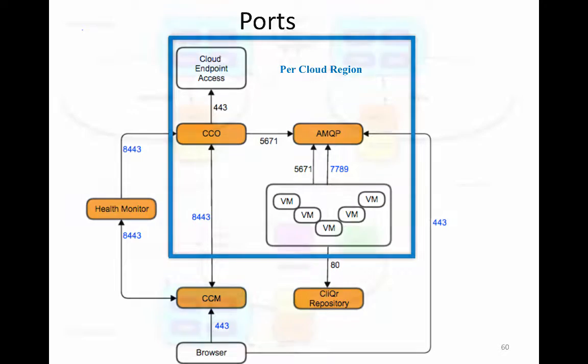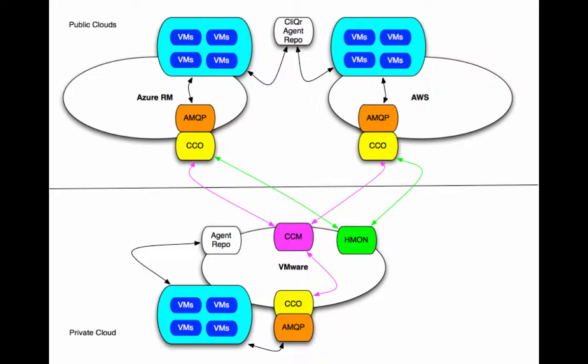All right, it looks like this. Azure is not there, but AWS is there with the CCO and AMQP. Within AMQP, you have your Guacamole server for remote access. On the VMware side, you have CCO and AMQP, and the CCM is also on the VMware side. And one CCM can manage multiple clouds.